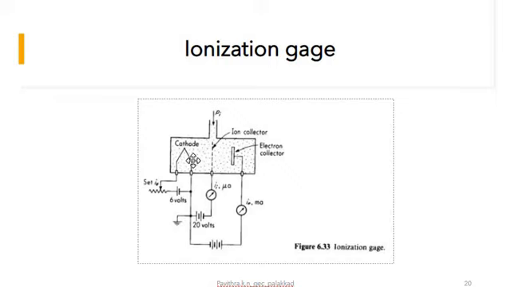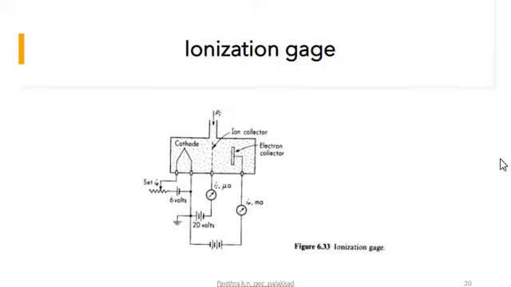These ions will be collected by this ion collector and measured over here, and the electrons will be collected by this electron collector, which constitutes a current that can be determined by this meter. By analyzing the readings of both meters, we can determine both the ion current and the electron current, from which we can determine the pressure. So this is the ionization gauge working.